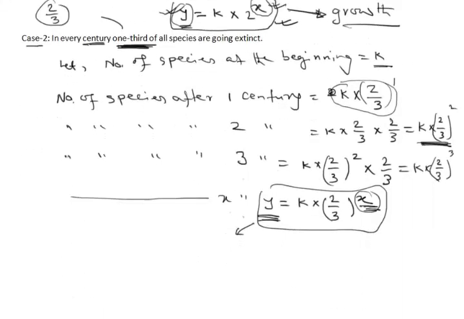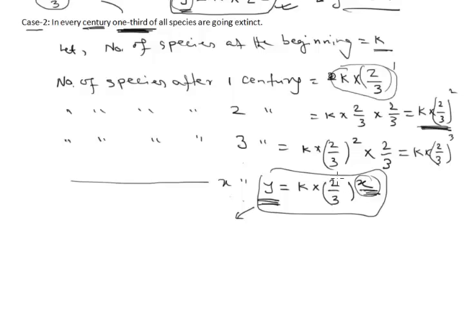But in the second case, since 2/3 is less than 1, as the x value is increasing, the y will be decreasing. That is, as the centuries go by, the number of species will reduce. So with the increase of x, the y, that is the number of species, is decreasing. This kind of exponential relation is called exponential decay.